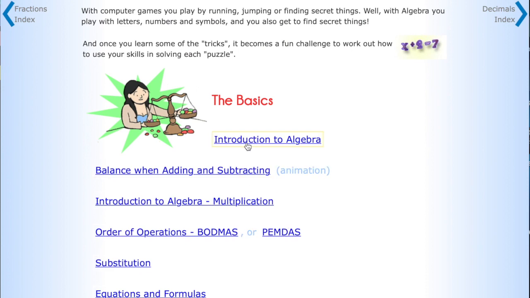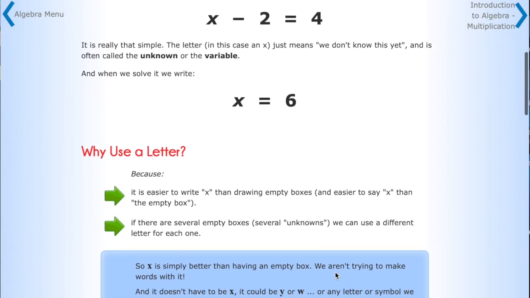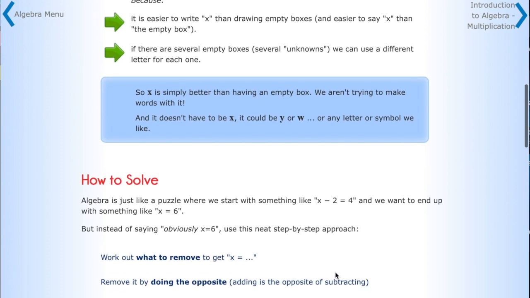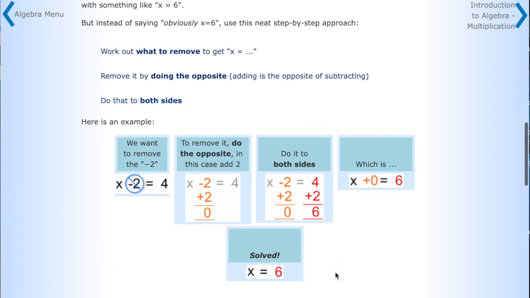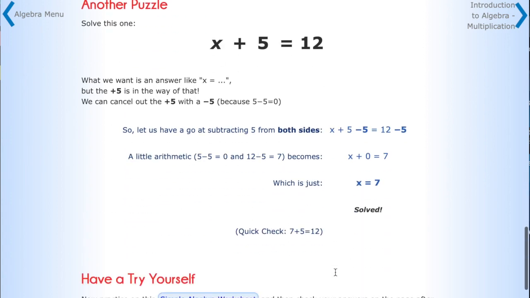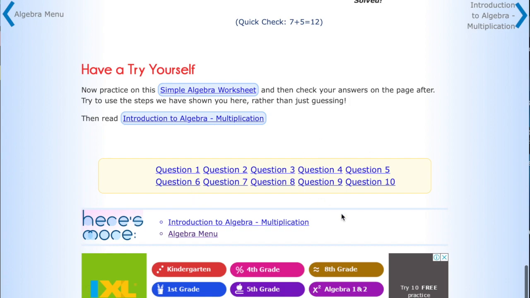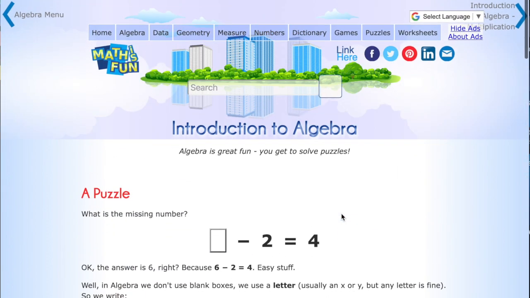Here we are. Okay, so for example, Introduction to Algebra. This is basically showing them why they're using the letter, showing them how to solve, and then showing them how it balances out. They show it like another puzzle, and then they've got loads of practice. And as far as I know, this website is free, like literally completely free. There's no charges that I've ever seen on here.